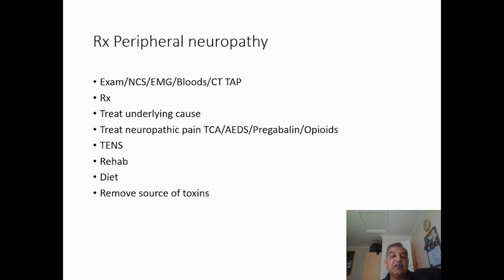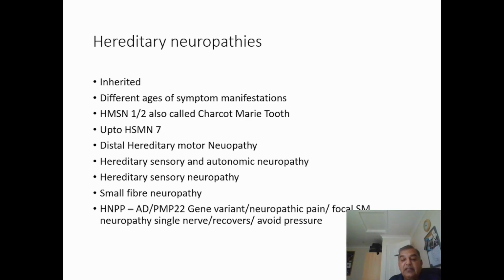Treatment of neuropathic pain is quite complex and can be very difficult. We use tricyclics, we use anti-epileptics, particularly carbamazepine. We use pregabalin or gabapentin. We use opioids in severe cases. Transcutaneous electrical stimulation with a TENS machine can be useful, and patients, of course, are sent for rehabilitation, particularly if they develop weakness of their limbs, to improve their strength. A balanced diet with all the nutrients, vitamins, etc. is useful, and of course remove the source of toxin, which includes alcohol, and sometimes you've got to get people to stop drinking so that the neuropathy gets sorted.